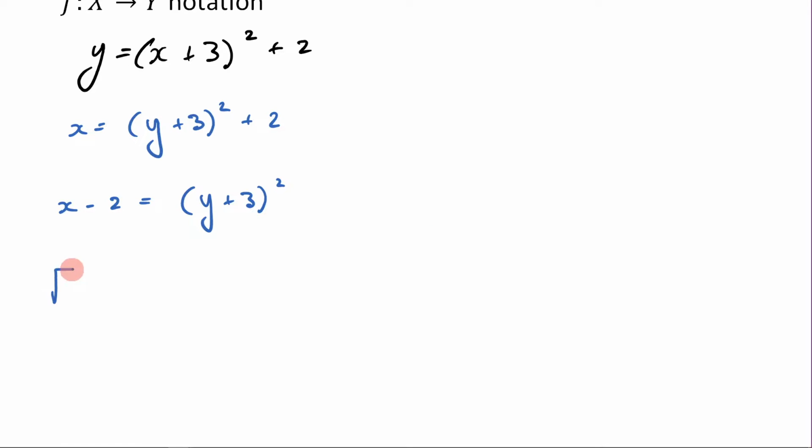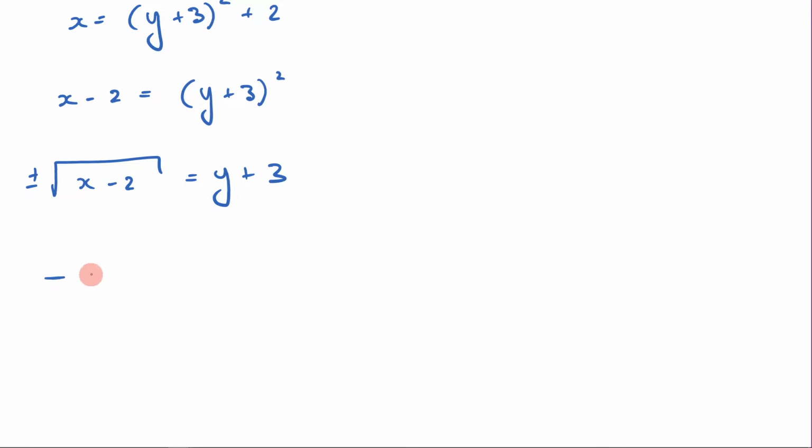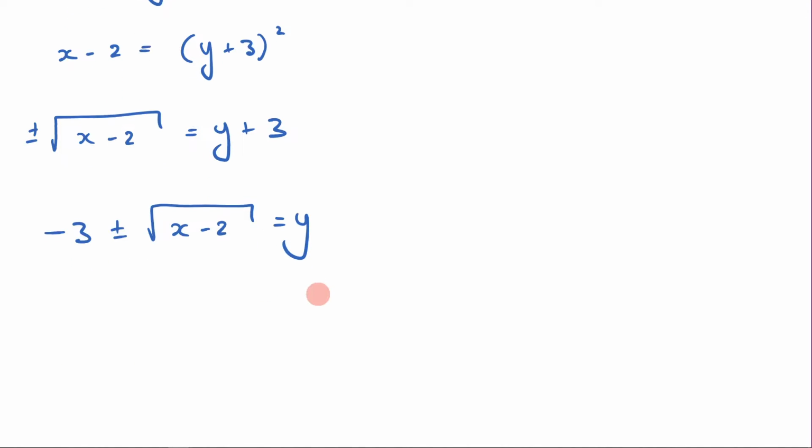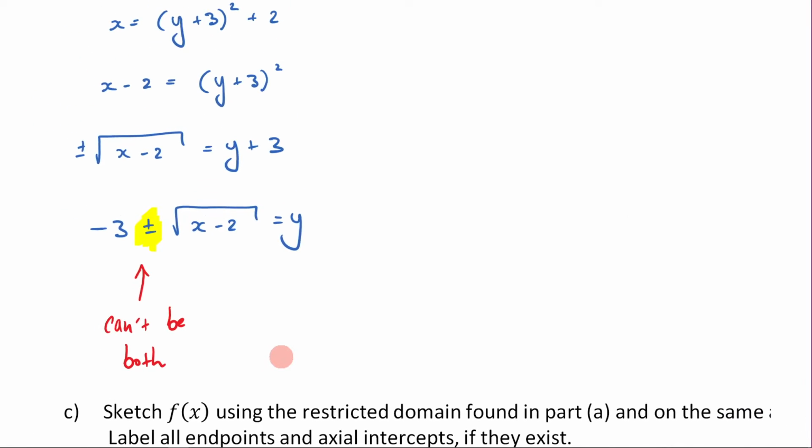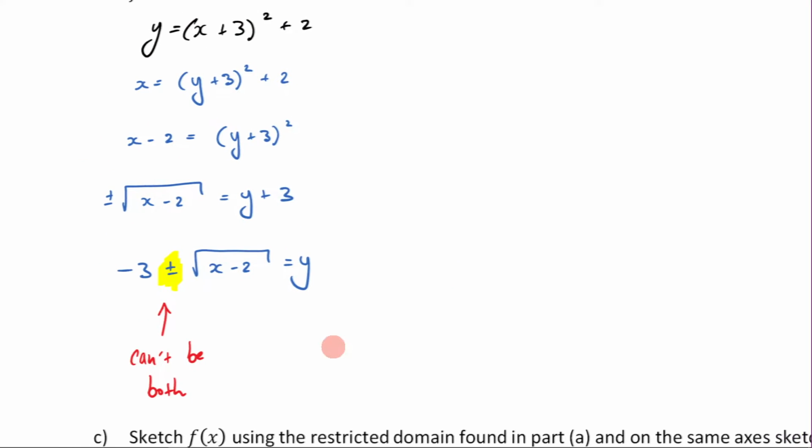We then square root both sides. Remember, we're going to get plus or minus. We then subtract 3 from both sides. Minus 3 plus or minus the square root of x minus 2 is equal to y. Now, this is where you need to be careful, because it can't be both positive and negative. I'm going to write that in. Can't be both. You need to figure out whether it's going to be positive or negative, but it can't be both.